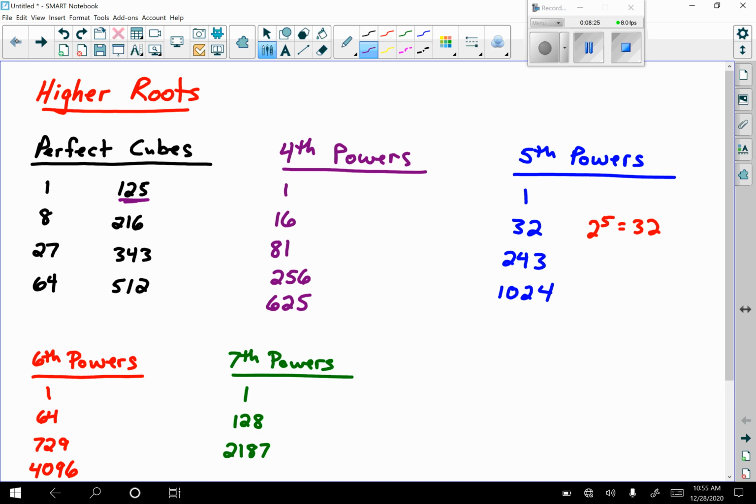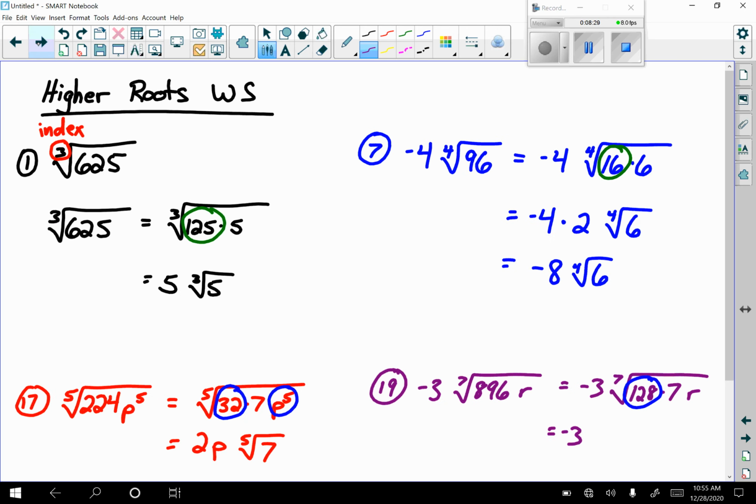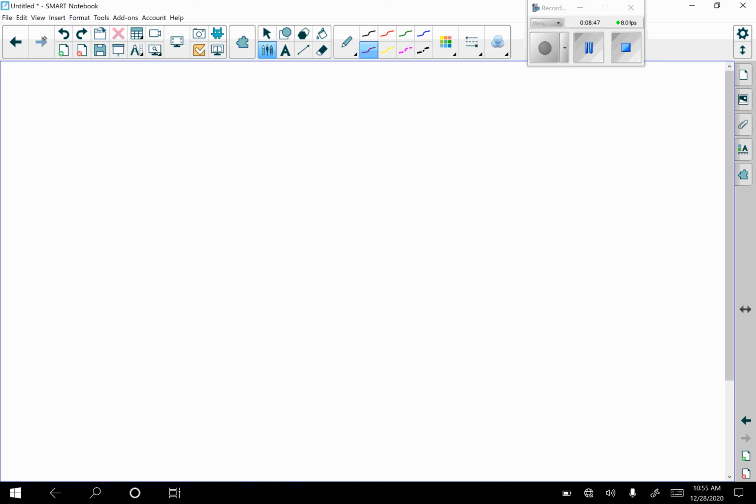Let's go back. 2 to the 7th is 128. So the 7th root of 128 is 2. And then I have the 7th root of 7r left over. So this finally becomes negative 6 times the 7th root of 7r. All right, just a few more to try. Let's go to number 21 next.